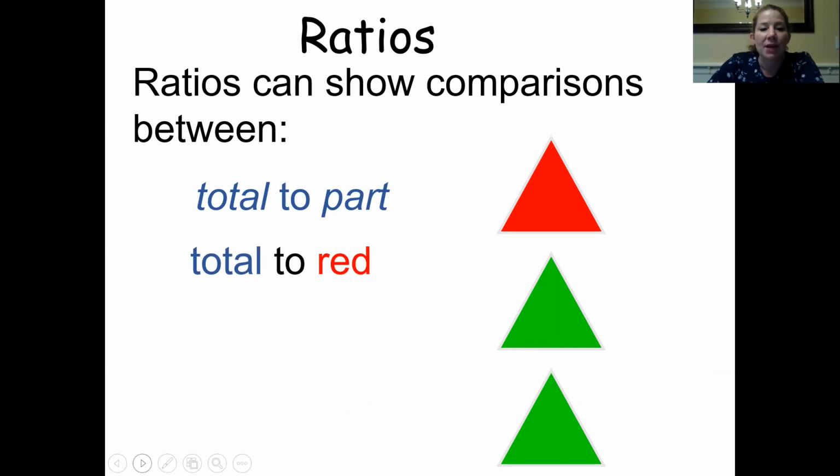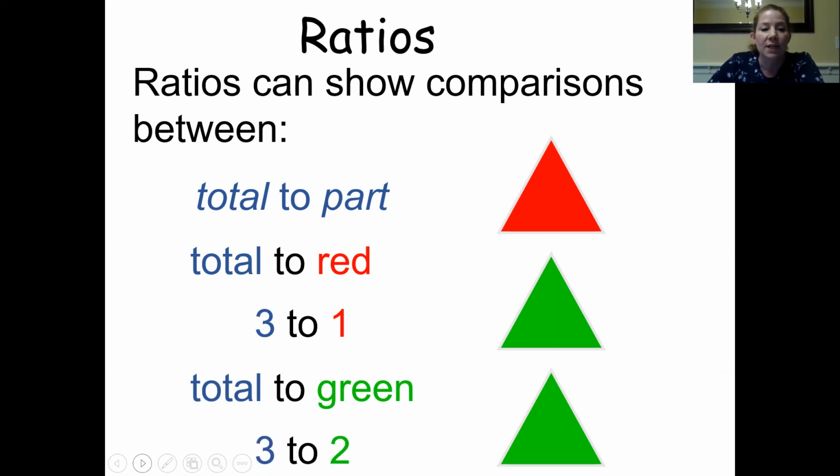Ratios can show comparisons between total to part. For example, we want to compare, out of the total number of triangles, the ratio of total to red. Since there's 3 total triangles, we're going to put 3 first. So we would say 3:1. What about total triangles to green triangles? That would be 3:2.